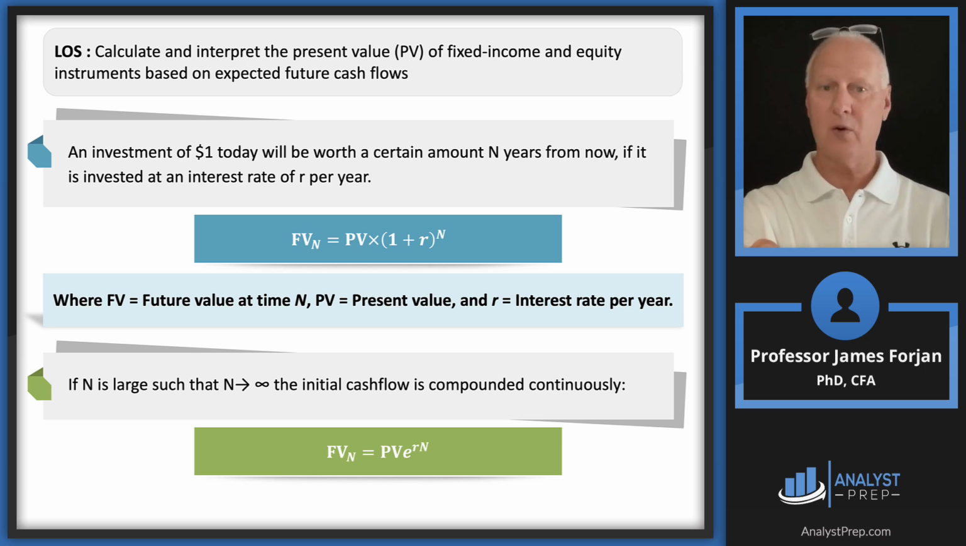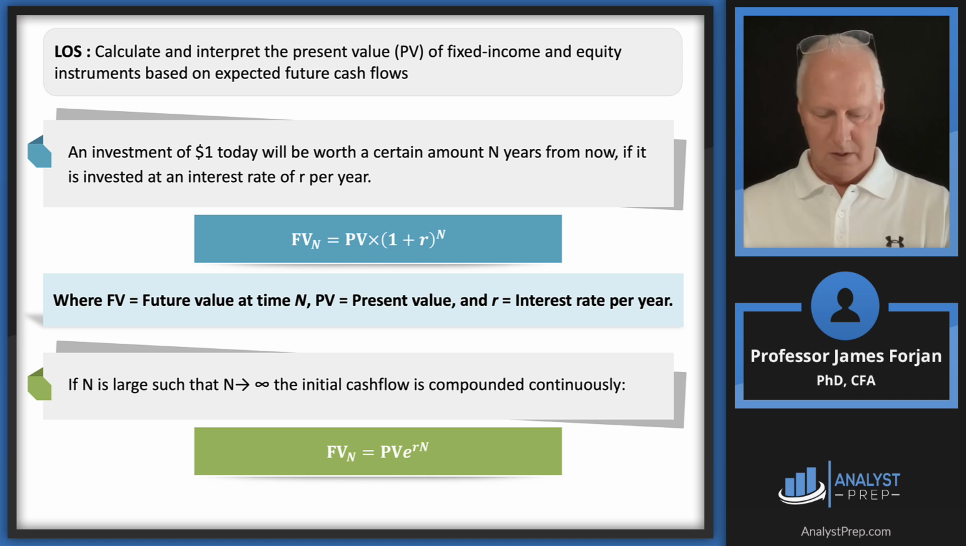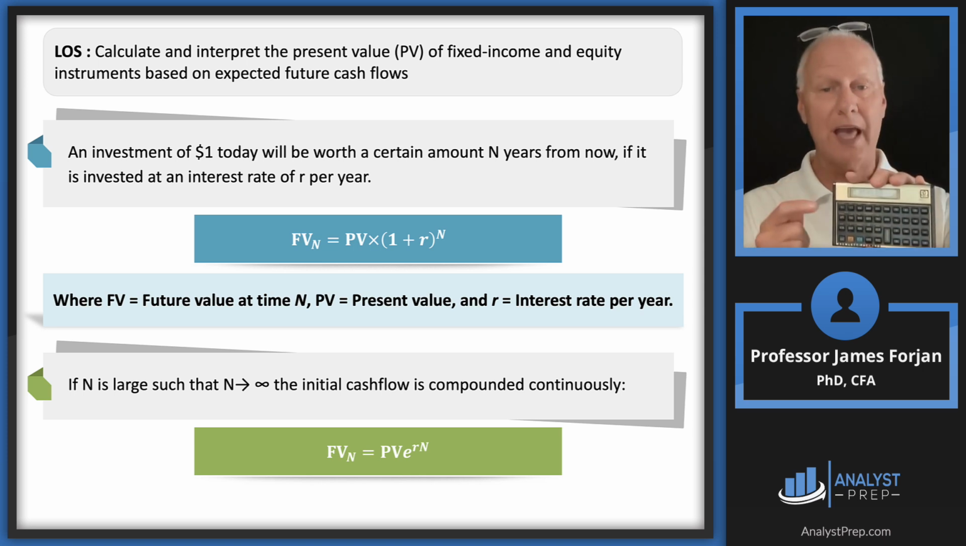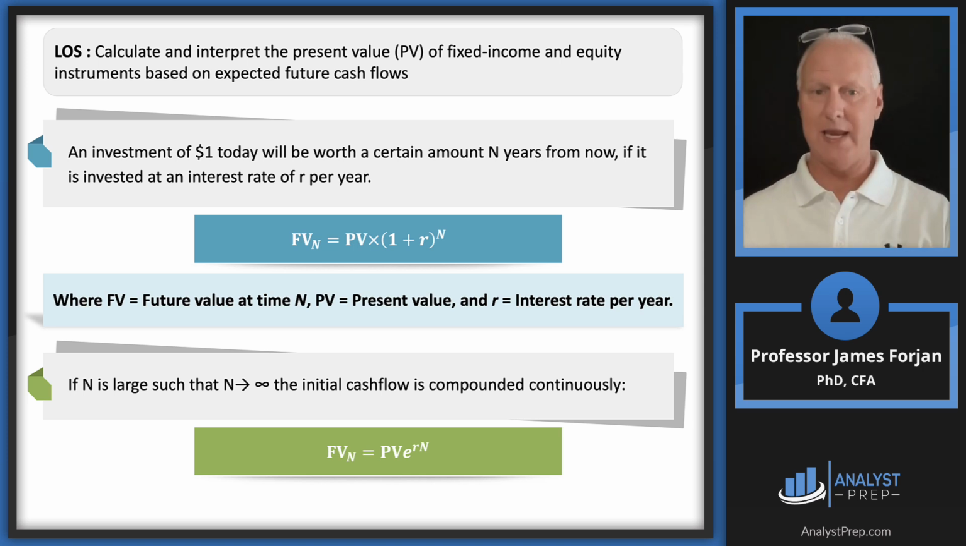Now, when you use the equation there, you need the decimal form of the interest rate, but when you use the calculator, you need the percent form of the interest rate. So put in 10 and then hit I. Now, we don't know what payment is. So make 0 payment. And then just hit future value. And there you go. You get 110. Notice the calculator has a minus 110 there.